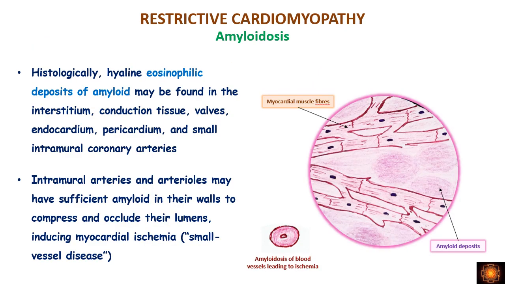And when we look microscopically, we see eosinophilic amyloid deposition in between the myocardiocytes, and along with that we can see it in the conduction tissue, valves, endocardium, pericardium, and also in the intramural coronary arteries. In all of these we can see the deposition of this amyloid material. So when it occurs in the wall of the vessels, it reduces the lumen of the vessel. So there can be ischemia to the myocardium, which again further causes damage to the myocardium.